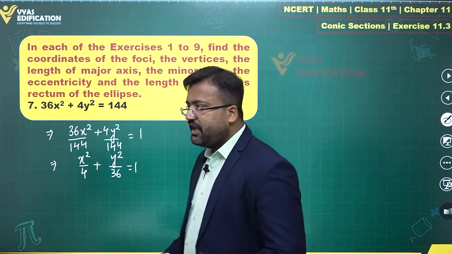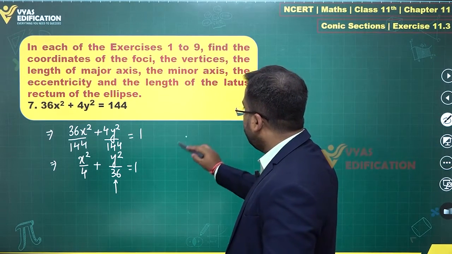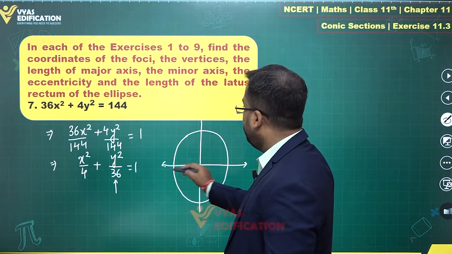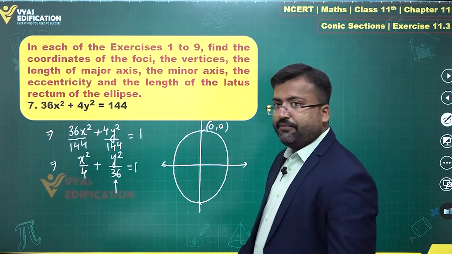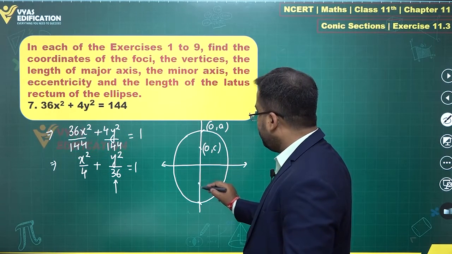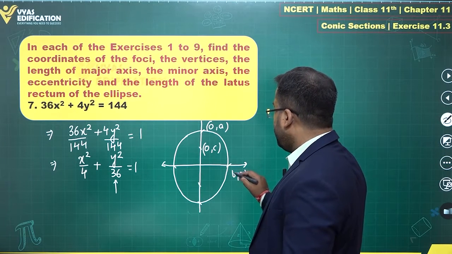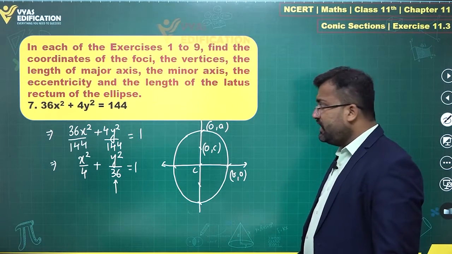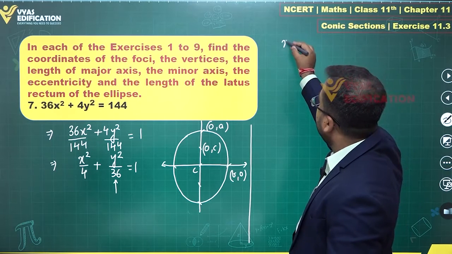If you observe this carefully, the denominator of y square is greater. Since the denominator of y square is greater, this would be a vertical ellipse in this manner. Yes. The vertices will be 0 comma a and 0 comma minus a. The foci will be 0 comma c and 0 comma minus c. Ends of minor axis will be b comma 0 and minus b comma 0 over here. This will be the center. And the key is to identify a, b and c, the values of a, b and c for this equation.